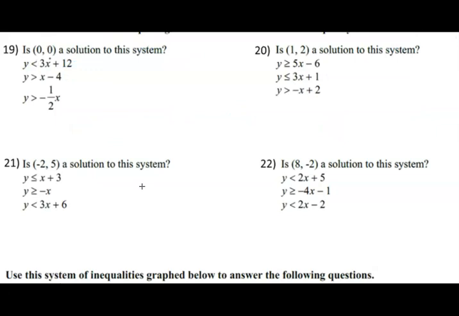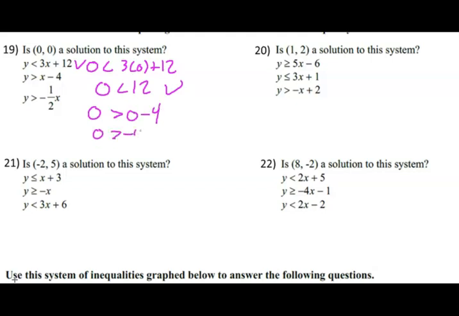Let's look at 19. Is 0, 0 a solution to the system? It has to be true for all three. If it's not, then it's not a solution. Let's check. So is 0 less than 3 times 0 plus 12? Is 0 less than 12? Yes. That's a yes. Okay, let's try the next one. Is 0 greater than 0 minus 4? Is 0 greater than negative 4? Yes. So that works too.